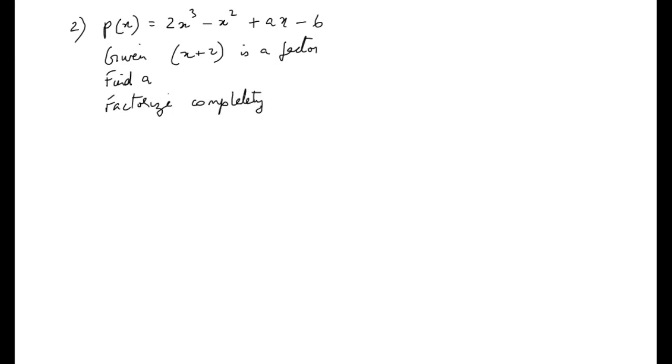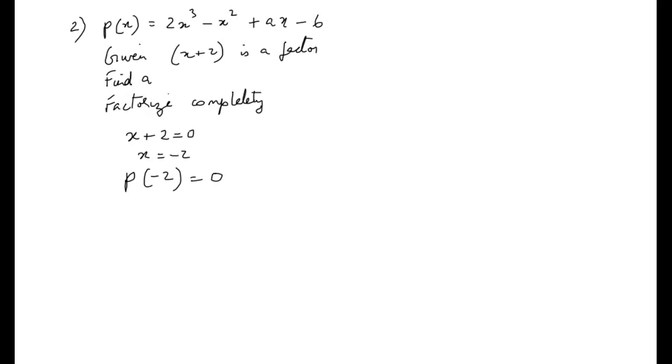Okay, so given that x plus 2 is a factor, in order to find a, we can use the factor theorem. So if x plus 2 is a factor, equated to 0, you will get the root as minus 2. Plug this in. So p of minus 2 should be equal to 0 because it's a factor and it's told to us, I mean it's a given.